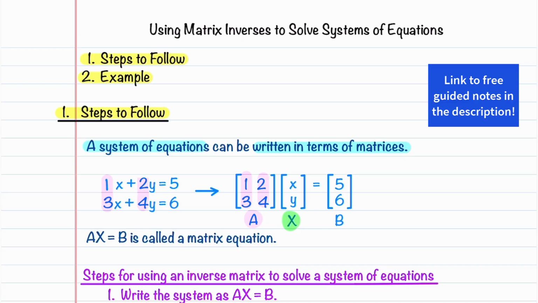The second matrix is matrix X. Matrix X contains the variables that are in the system of equations. In our system, we have an x and a y, so we just put x and y into matrix X. The last matrix is matrix B, and that matrix contains the constants that are all by themselves in the system. When you write a system of equations in standard form, those constants are on the right-hand side. And we're just going to go ahead and put those in matrix B. AX is equal to B has a name, and it's called a matrix equation.